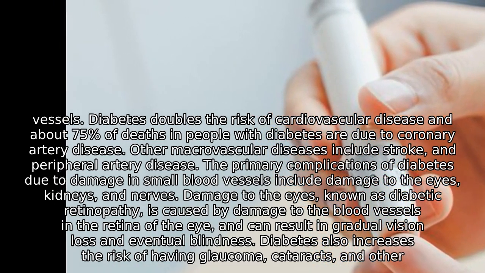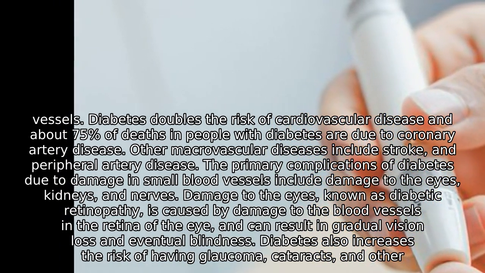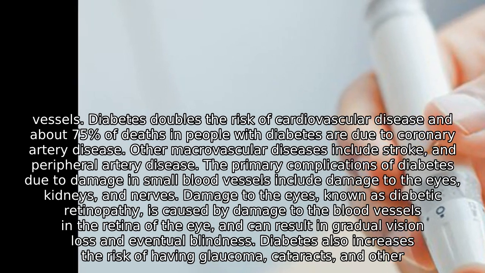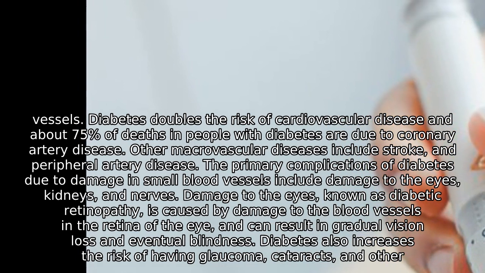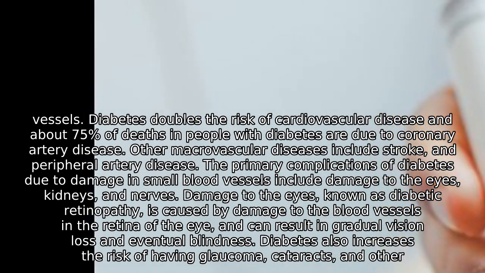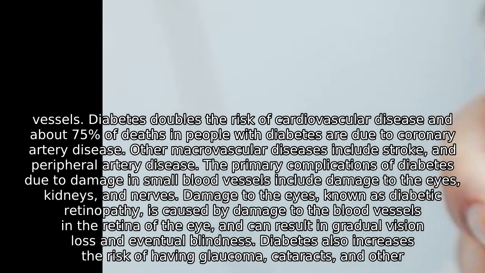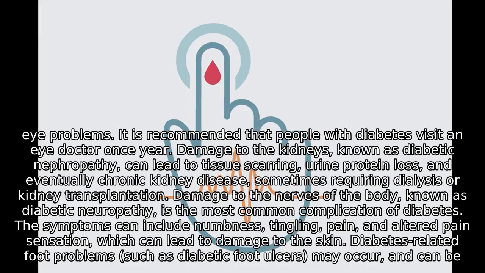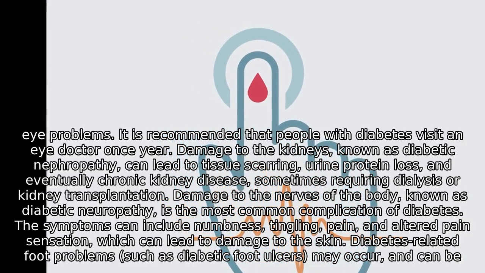The primary complications of diabetes due to damage in small blood vessels include damage to the eyes, kidneys, and nerves. Damage to the eyes, known as diabetic retinopathy, is caused by damage to the blood vessels in the retina of the eye, and can result in gradual vision loss and eventual blindness. Diabetes also increases the risk of having glaucoma, cataracts, and other eye problems. It is recommended that people with diabetes visit an eye doctor once a year.